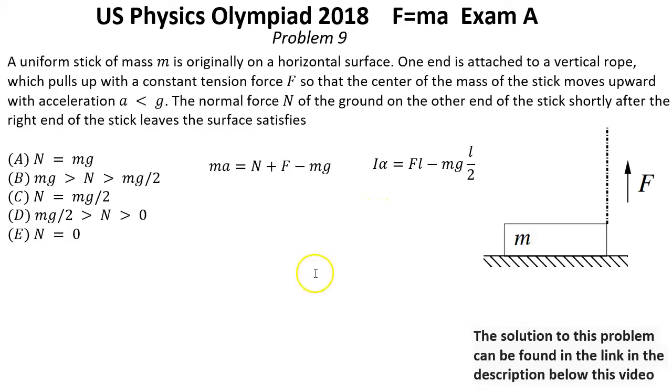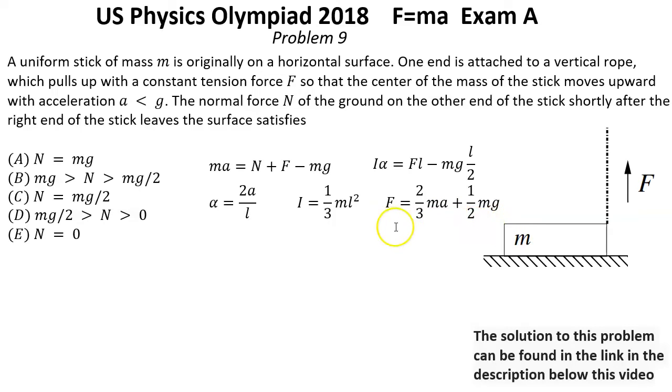Now let's write what is the relation between alpha and a. Obviously alpha equal 2a over L, and also moment of inertia for this stick equal to 1/3 mL squared. Now we can put these expressions into the second equation for rotation, and we will get an expression for force F using acceleration a and acceleration of free fall.